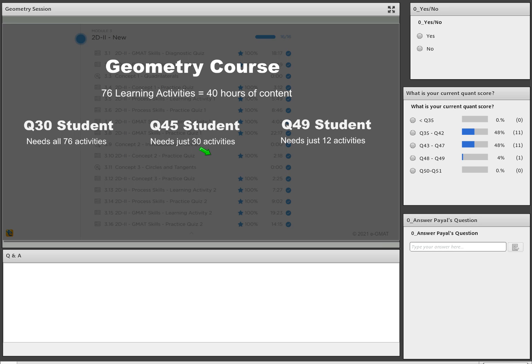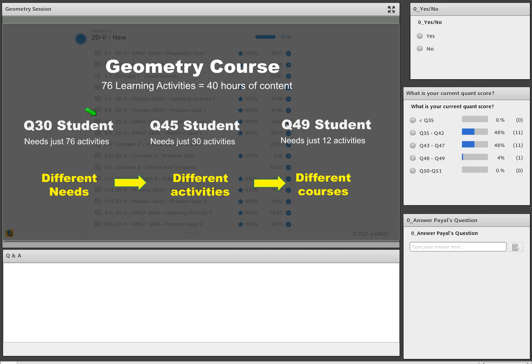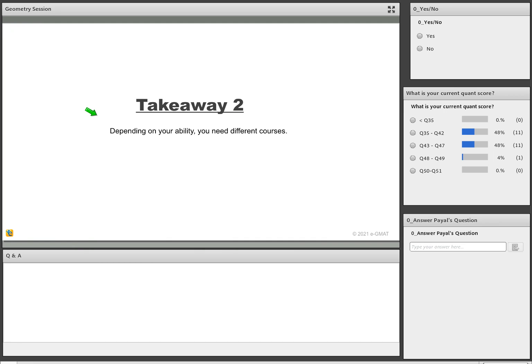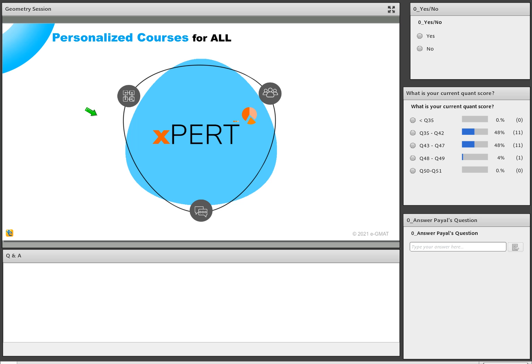And again, you see people throughout the spectrum. Each student has his or her unique need. That is where you need different courses for each one of these different students. Depending upon your ability, you need different courses, and that's where the expert AI comes into the picture.